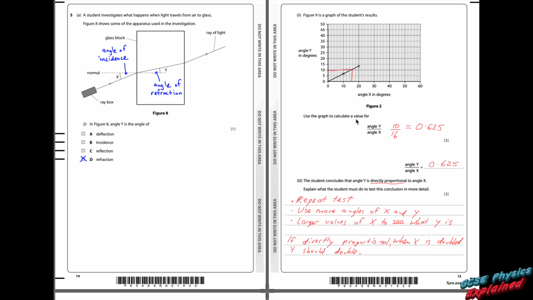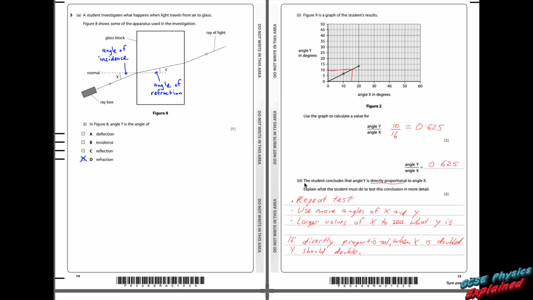Part 2. Figure 9 is a graph of the students' results. Use the graph to calculate a value for angle Y divided by angle X. So you just pick any value of angle Y and its corresponding angle X. So that is 10 degrees for Y, and that is 16 degrees for X. So 10 degrees divided by 16 degrees comes out as 0.625.